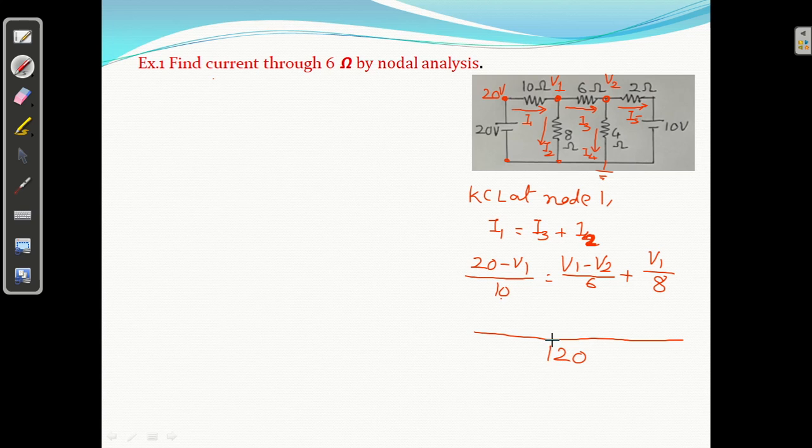Anyway, how to do it? 120 upon 10. How much is 120 upon 10? 12. 12 into 20, 240, minus 120 upon 10, 12 into V1. 12 V1 equal to 120 upon 6, 20 V1, minus 20 V2, plus 120 upon 8. Yes, 120 upon 8 is 15 into V1.